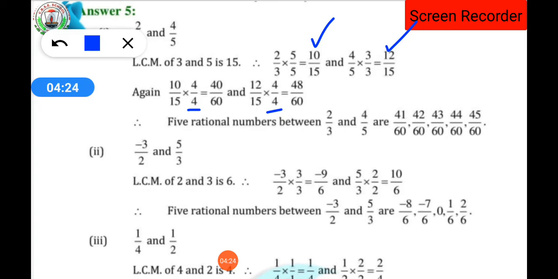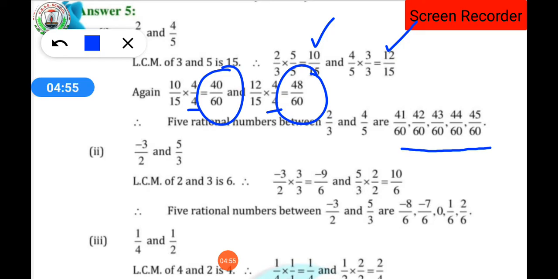Now we are going to see the 5 rational numbers between 40/60 and 48/60. So here, between 40 and 48, how many numbers are there? 41, 42, 43, 44, 45, 46, 47. So 46 and 47 are the 2 extra numbers, isn't it? We want only 5, so we are not going to write 46/60 and 47/60 as rational numbers. Clear everyone? So here we got the 5 rational numbers between 2/3 and 4/5.